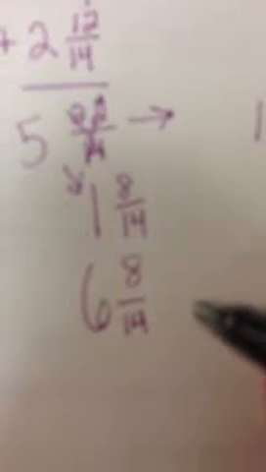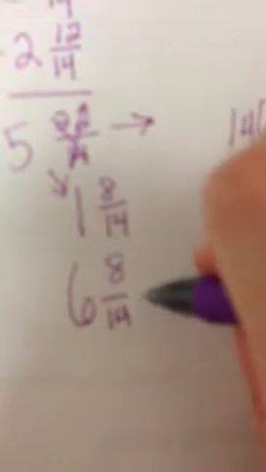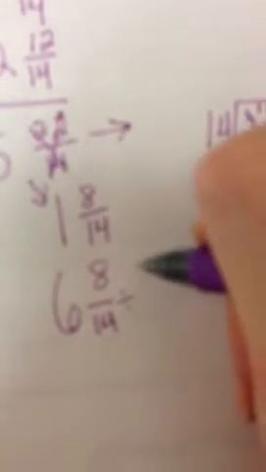And I know that 8/14, those two numbers are both divisible by 2. So I'm going to divide 8 by 2. I'm going to divide 14 by 2. And I'm going to get 6, because I got to keep my whole number, and 4/7. And now I know I'm done.